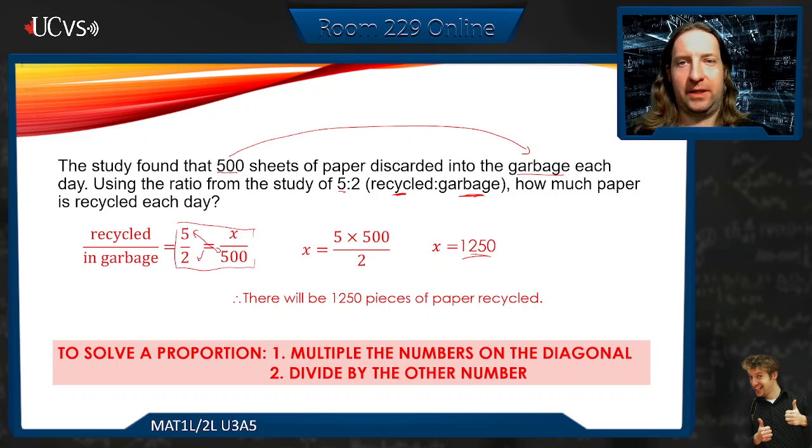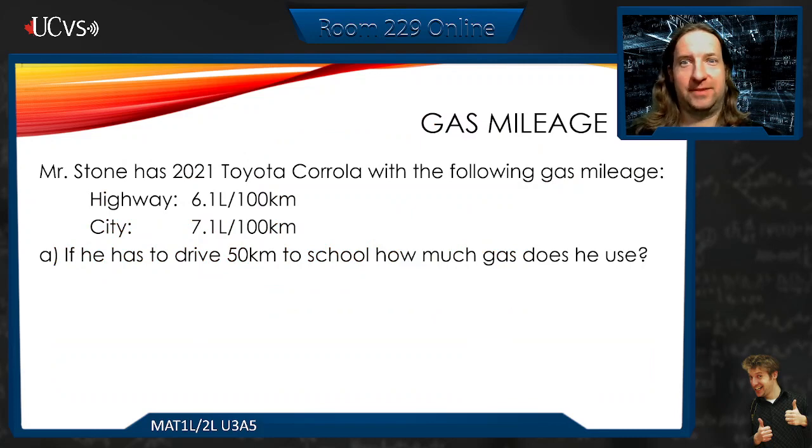One more example here. Okay, gas mileage. This is a good ratio that you see a lot of. So Mr. Stone has a 2021 Toyota Corolla, and it has the following gas mileage. Whenever you buy a car, they'll always tell you the gas mileage in a certain way.